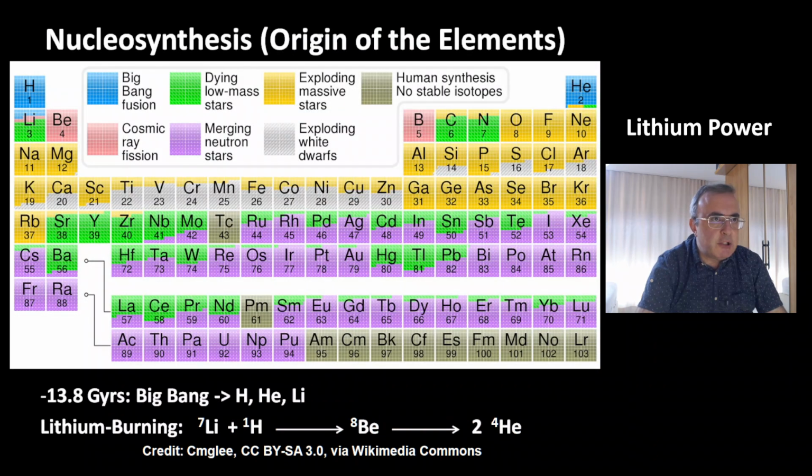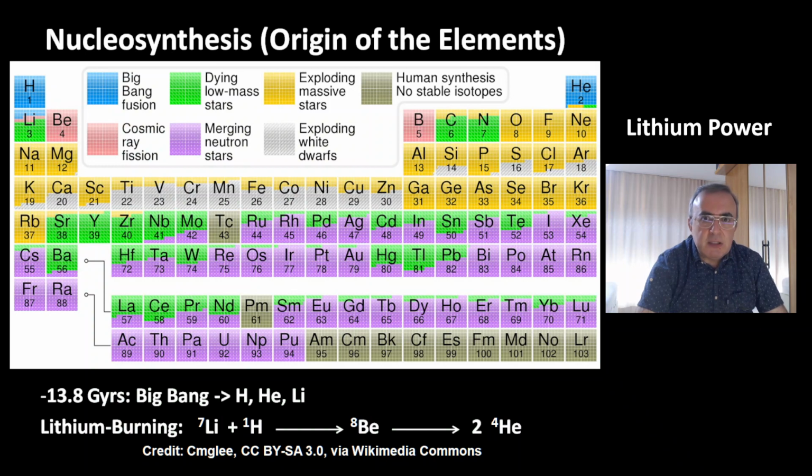This is an interesting picture. It shows you the nucleosynthesis of all the chemical elements. And lithium is only one of 3 elements that were generated during the Big Bang event that was 13.8 billion years ago, together with hydrogen and helium.